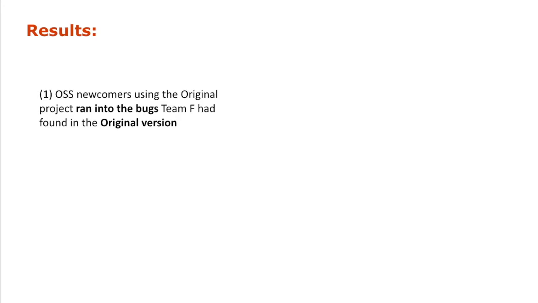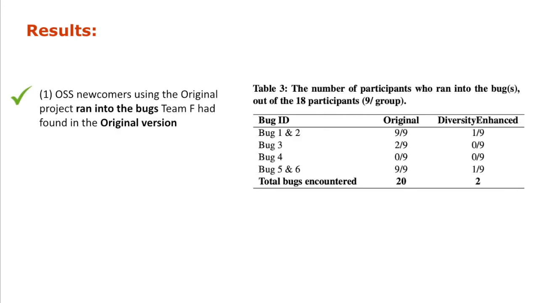For our results, we found that OSS newcomers using the original project actually did run into the bugs that Team F had found in the original version. And we can see this in Table 3. For the original project, the total bugs encountered were 20.